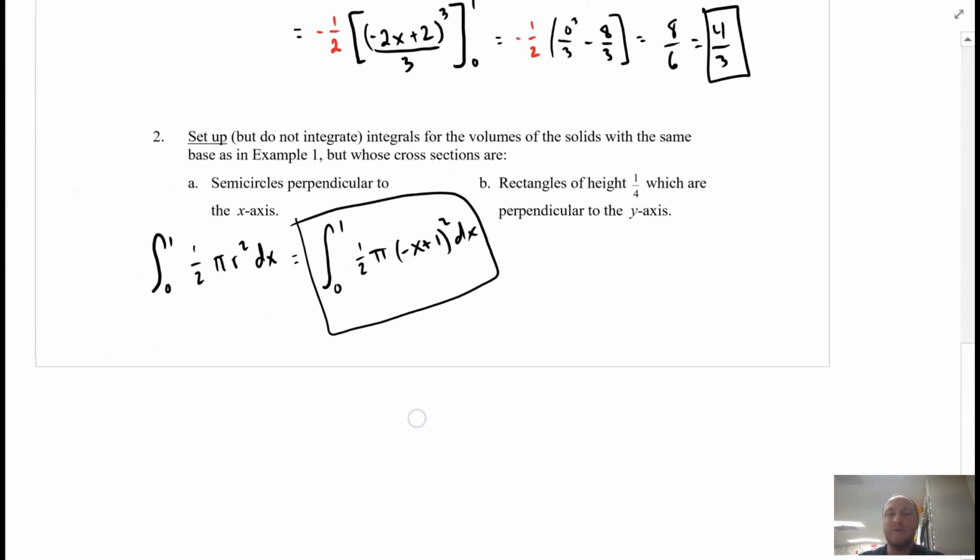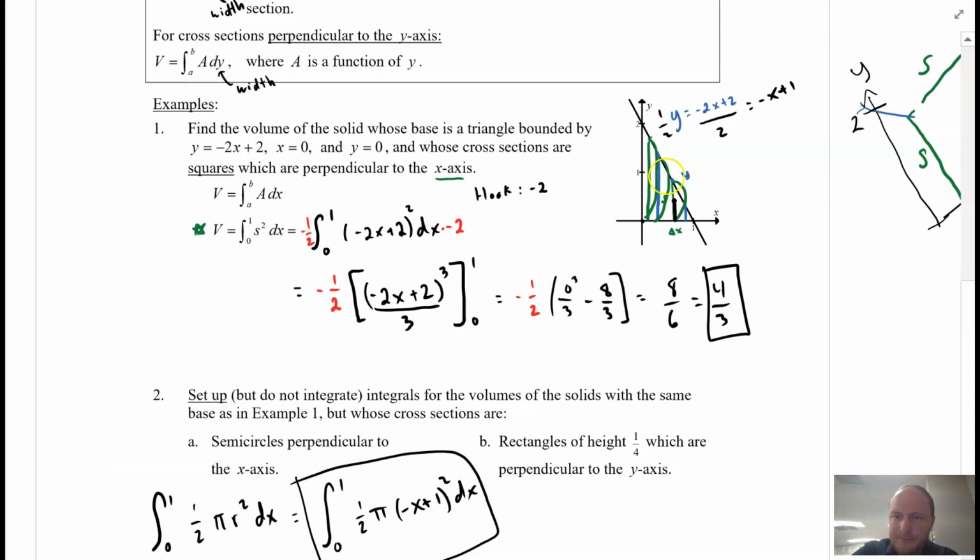It says find the volume of the solid with cross sections that are rectangles of height 1/4 which are perpendicular to the y-axis. So we're given rectangles. I'm going to go back up here, and I'm going to erase this. And we want them perpendicular to the y-axis, so they're going to look like this. So I need to go ahead and calculate whatever this distance is. I know the width will be delta y, that's the width of it. The length is going to be whatever this distance is, which happens to be x.